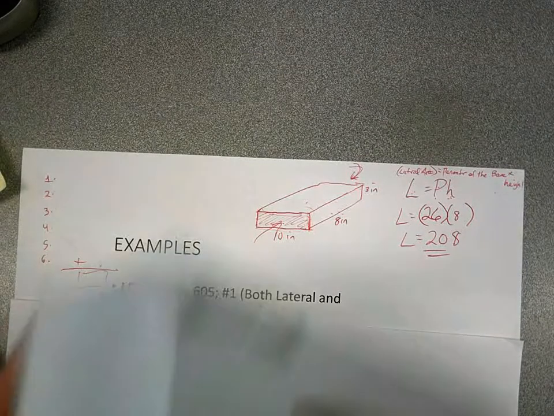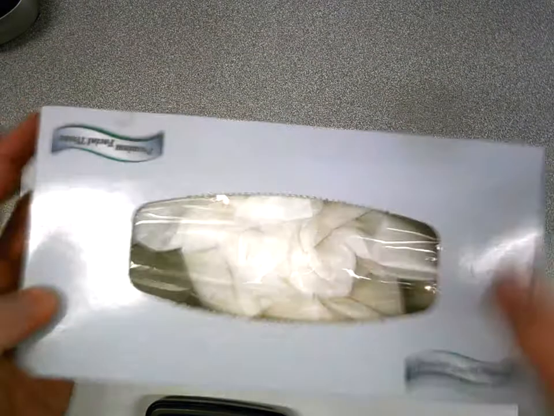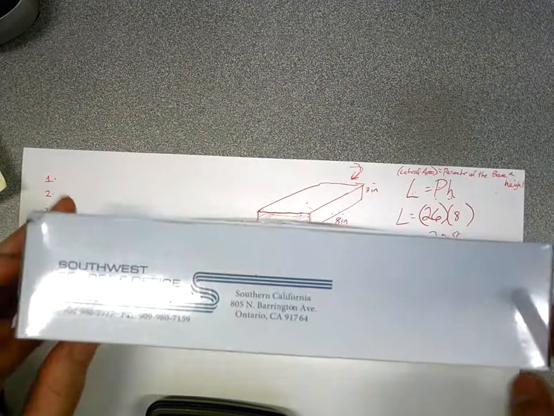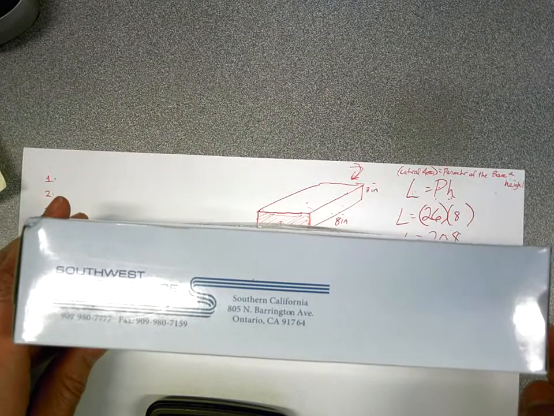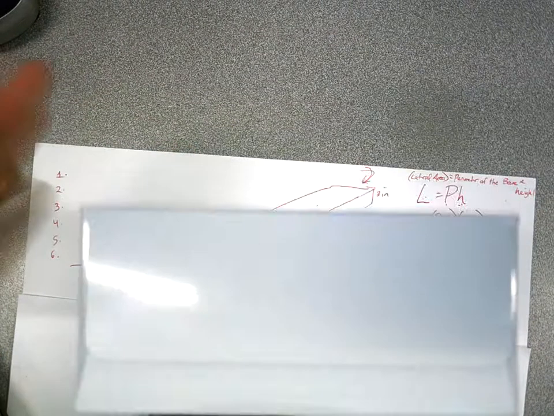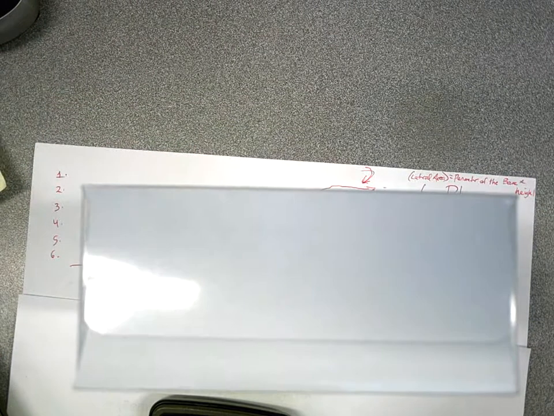Take a look at this Kleenex box. Look at this side compared to its opposite side. Look at this side compared to its opposite side of a rectangular prism. Or look at this side compared to this side. What can we say about opposite sides? They're the same size. They have the same area. They are congruent.